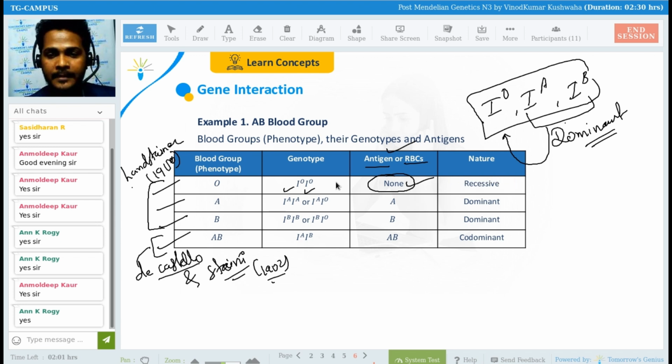Clear? And you can see here it is written as dominant. Who is dominant? Dominant A and dominant B, along with AB when they are themselves co-dominant, right? Are you getting my point? And IO is having no antigen, it is none, so that's why it is recessive. So you should be very clear that IO has no antigen, that's why it is recessive, and IA and IB are dominant and AB is co-dominant. This you should know very well, right?